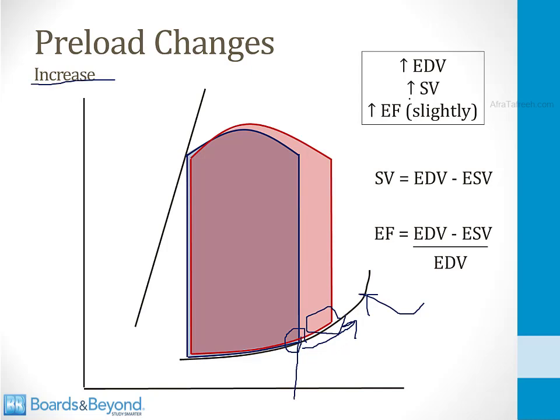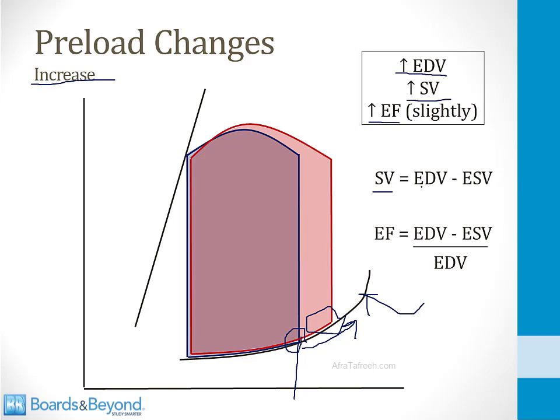So I've summarized these points at the top of the screen. The end diastolic volume goes up when you increase preload. You'll note that the width of the red pressure volume loop is greater than the blue, therefore we've increased stroke volume. And then finally, we've slightly increased the ejection fraction by doing this. Why is that the case?